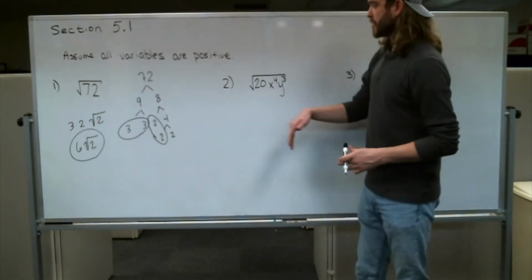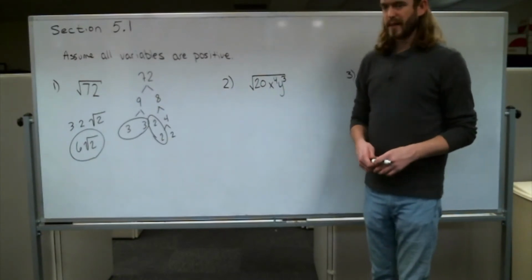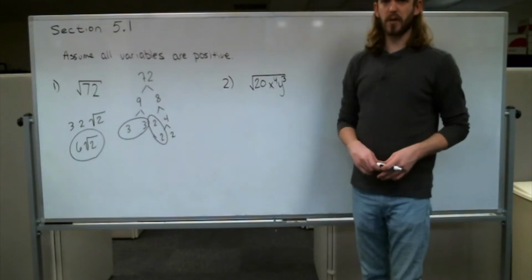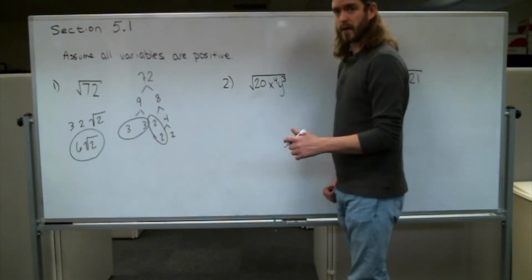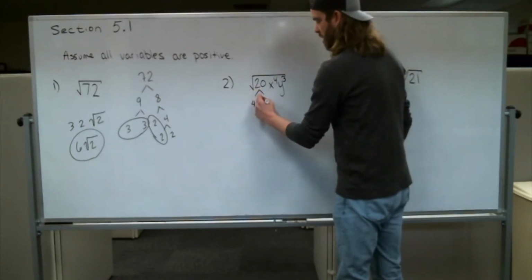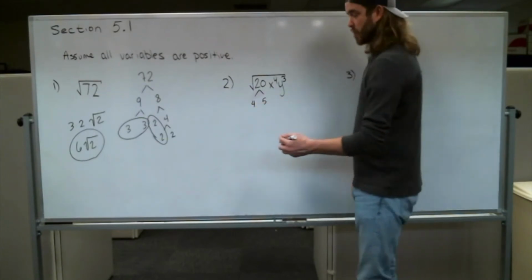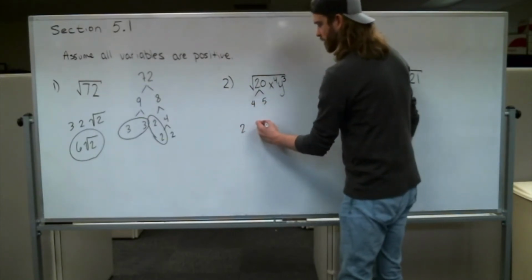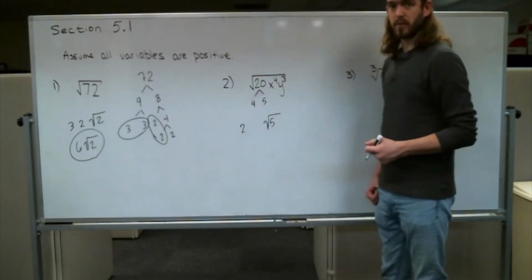Our next example is the square root of 20 x to the 4th y cubed. Now for this one, I'm not going to do a factor tree. I'm going to show you another way of solving this. We're going to look for the biggest perfect square that we can find for 20. So that's going to be 4 times 5, right? So we can take the square root of 4, that's going to be 2, but we're going to have to leave the 5 inside. Now I'm going to leave a little bit of space here for our variables.